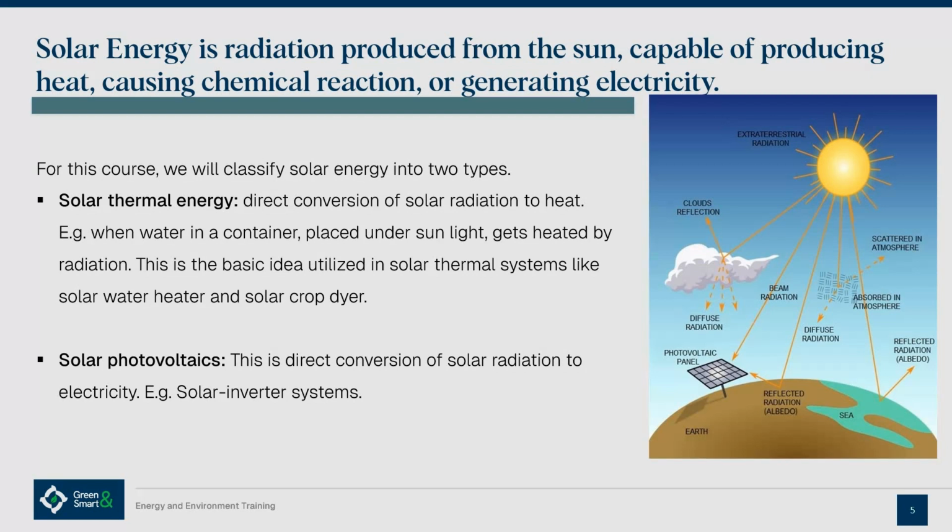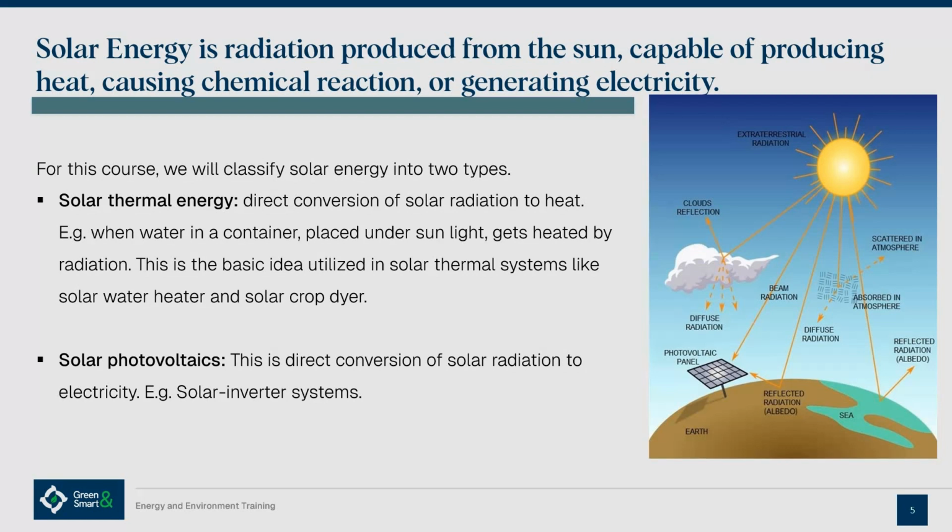This is when sunlight is converted directly into heat. For example, imagine leaving a bucket of water outside in the sun for a few hours. The water becomes warm because it has absorbed the sun's radiation. That same principle is used in solar water heaters, which provide hot water for homes, and solar dryers, which farmers use to dry crops.